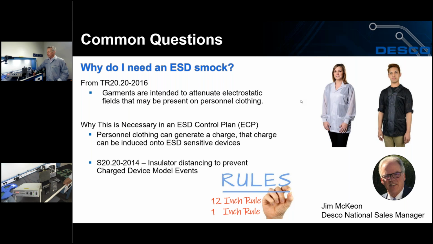So the purpose of the smock is to prevent the charge from the clothing from going onto the device. I like to describe it as a static shielding bag for clothing. So the charge from clothing won't go onto the device, and generally a smock will allow you to meet all of the requirements, the 125 to 1,999 volts at an inch and 2,000 volts at 1 inch.